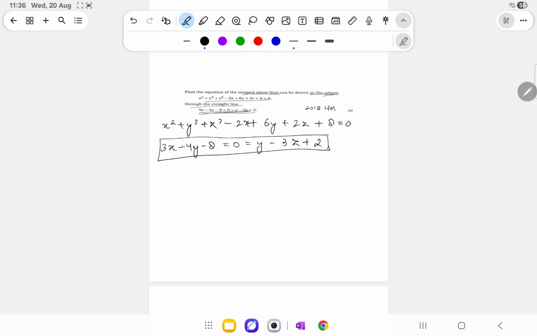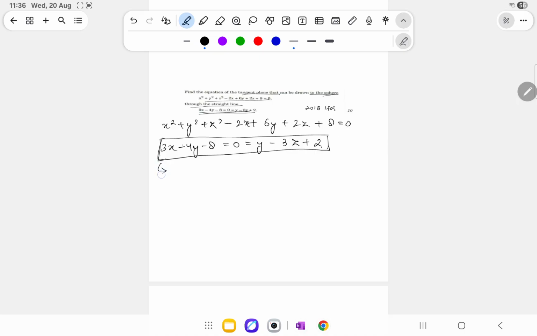So there are two ways to go ahead. First is to convert the line into symmetrical form, and then assume an arbitrary point on it, and then use the perpendicularity condition. But that will be too long to solve. So what we can do is just assume the equation of a plane which contains this line.